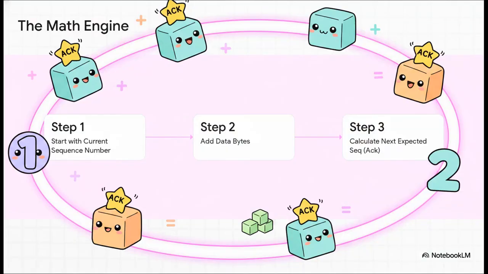Now, this dual contract builds what's essentially a continuous mathematical engine. It's wonderfully simple, but honestly incredibly robust. Step 1, you take the current sequence number. Step 2, add the exact number of data bytes you just transmitted. Step 3, that combined total becomes your next expected sequence, or your ACK number. Just like that, it creates this unbroken chain of accountability for every single byte of data.